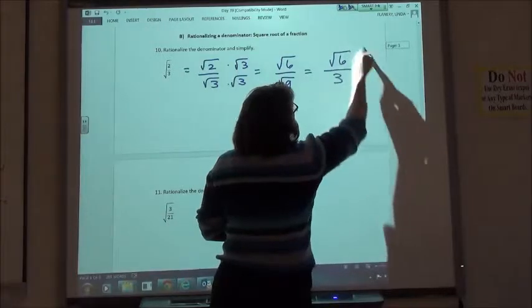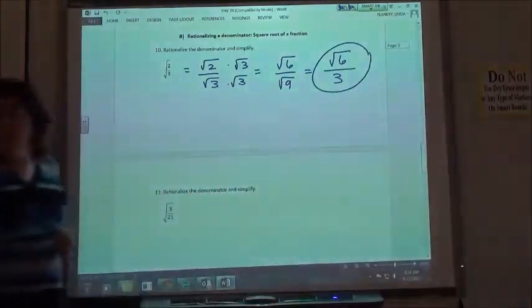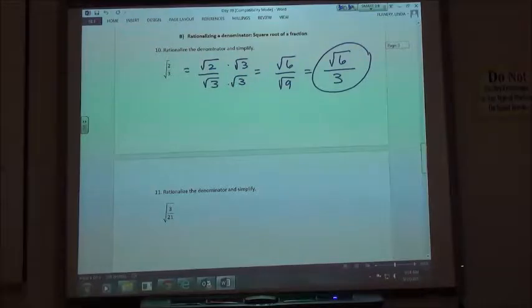And again, I can't reduce that because one is under a square root and the other one is not under the square root, which is the point of rationalizing the denominator.